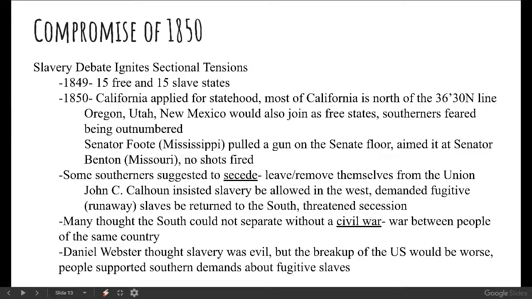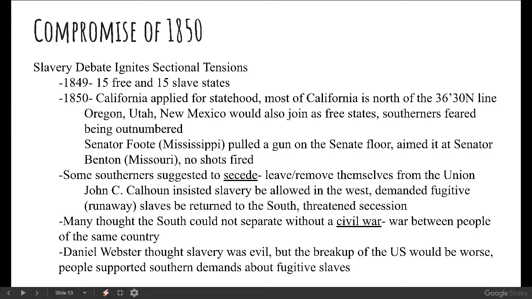So some Southerners, in the face of this California question and some of these other territories, suggest to secede from the Union, which means they're going to leave or remove themselves from the United States. And if you guys remember, a big outspoken person for that was John C. Calhoun, former vice president under Andrew Jackson, and later a senator from South Carolina. So he insisted that slavery be allowed in the West. He demanded that fugitive slaves or runaway slaves be returned to the South and threatened to secede from the Union if Congress did not comply with these demands.